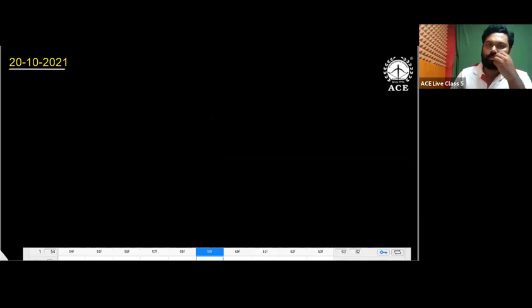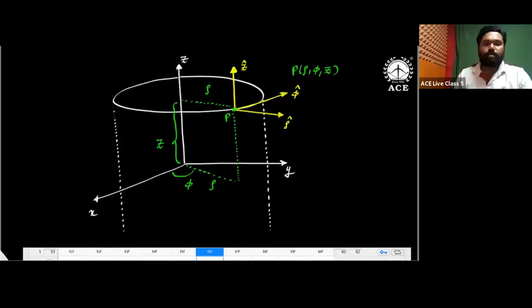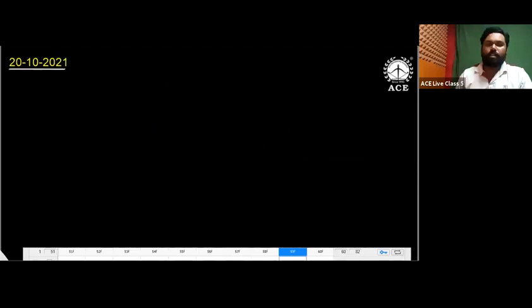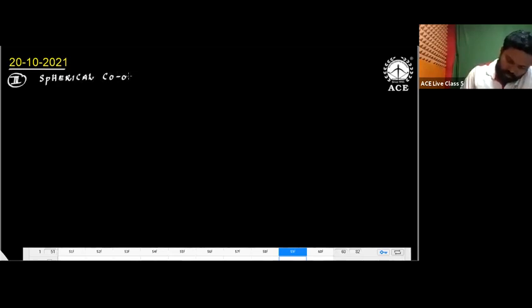So let us start with the cylindrical coordinate system. And there is one more coordinate system, what is called a spherical coordinate system. Number 3. Spherical coordinate system. Here the coordinates are r comma theta comma phi.